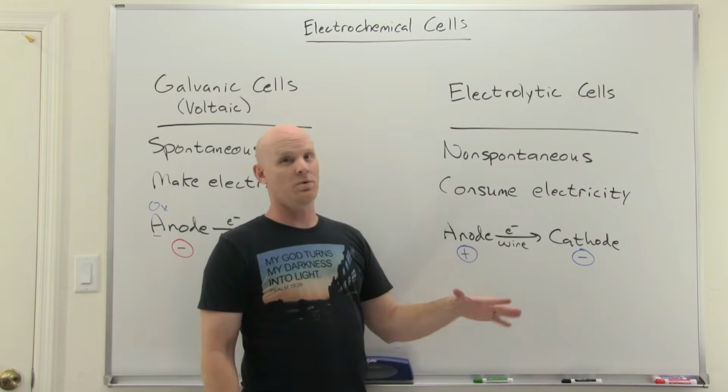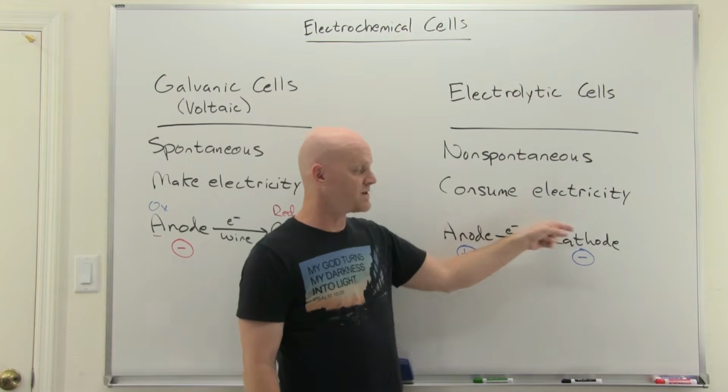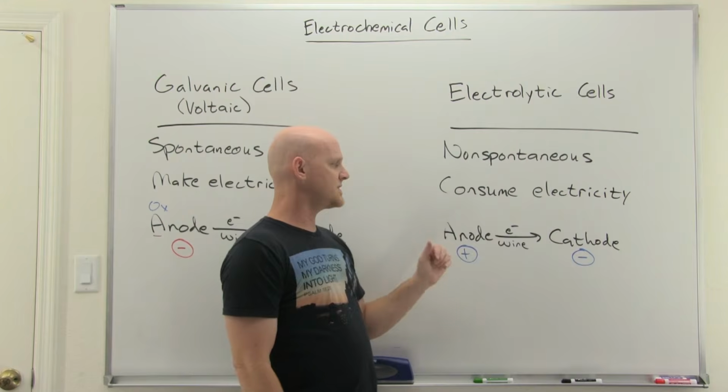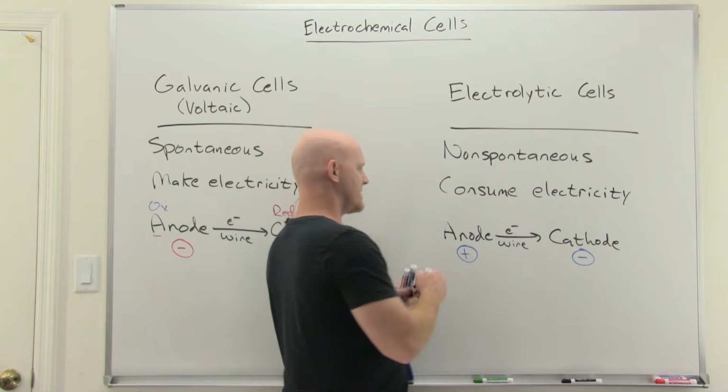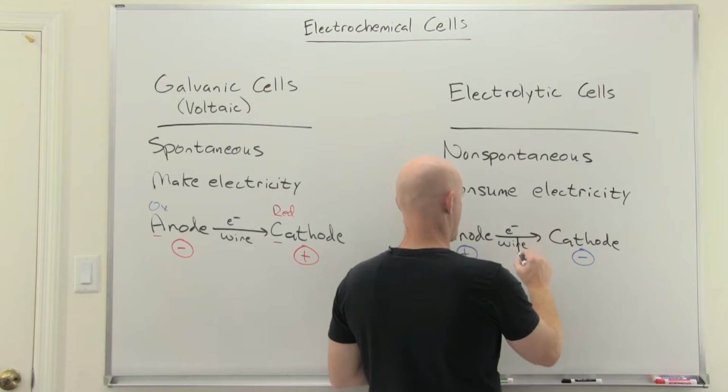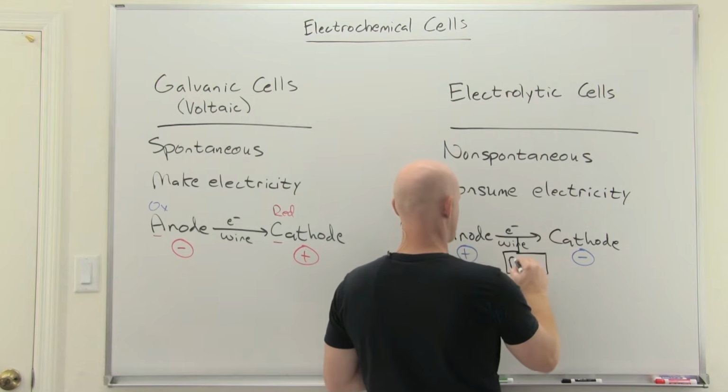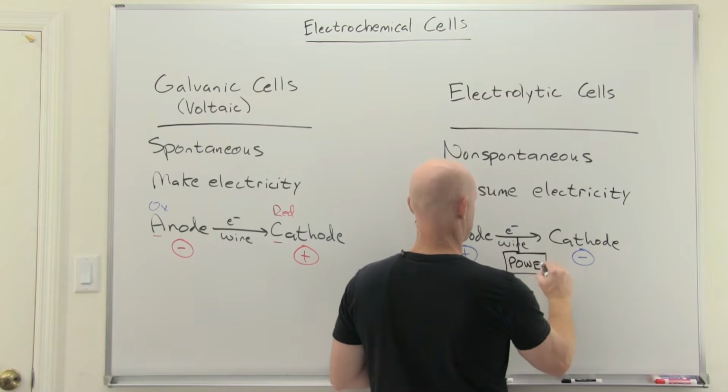That's where they want to go, but we want to do this in the non-spontaneous direction here. And so naturally the electrons, if you just let them go, they're going this way. And so what do we do to make them go the other way? We connect our wire here to a power source.